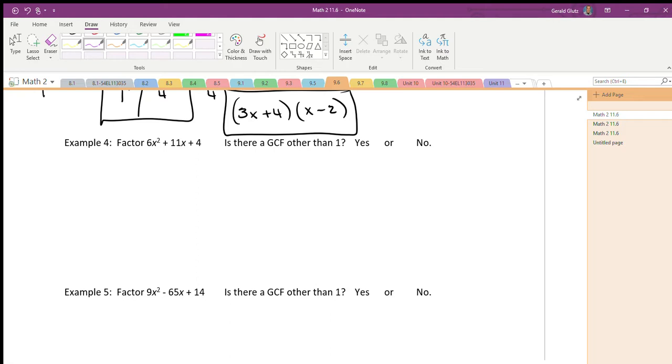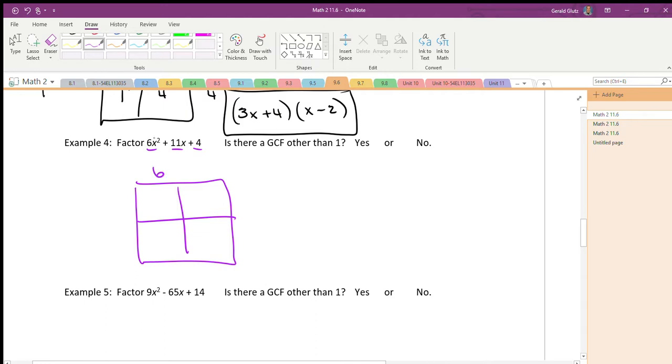In example 4, again, we are going to check if all of these have any common factors. So 6, 11, and 4, none of those have any common factors, or all three of them do not have common factors. They do not all have an x in them, only 2 of them. So I'm just going to start to factor.